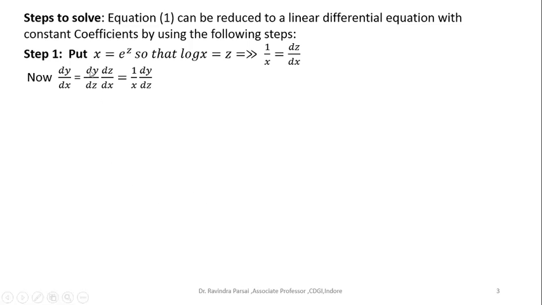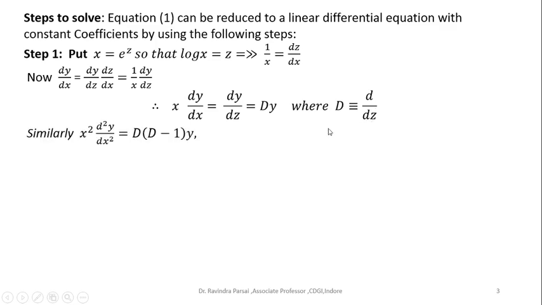First step: put x equal to e^z. Therefore, on taking logarithm on both sides, this gives log x equal to z, which on differentiating with respect to x gives 1/x equal to dz/dx. Now dy/dx can be written as dy/dz into dz/dx. The value of dz/dx is 1/x, so dy/dx is 1/x into dy/dz. Now multiply by x on the left side: x dy/dx gives dy/dz, that is Dy, where D is the differential operator with respect to the new variable z.